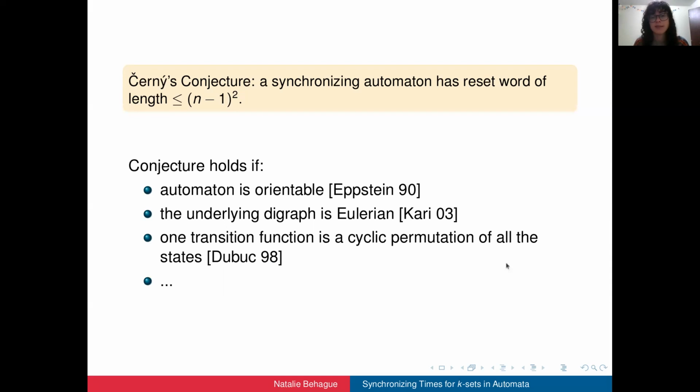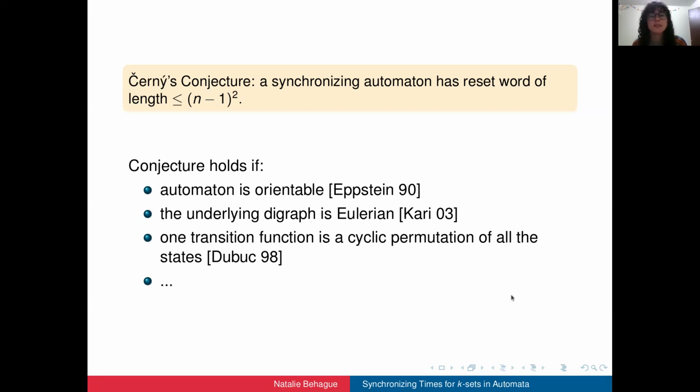Another case is if one transition function is a cyclic permutation of all of the states. One of the mappings, I changed my terminology, but if one of the mappings is a cyclic permutation of all the states, then the conjecture is also true in that case.